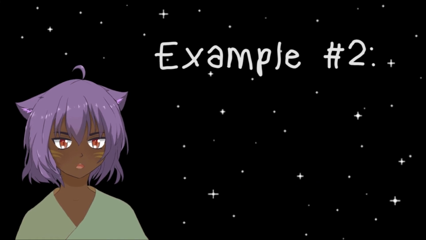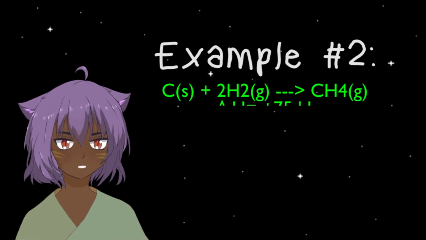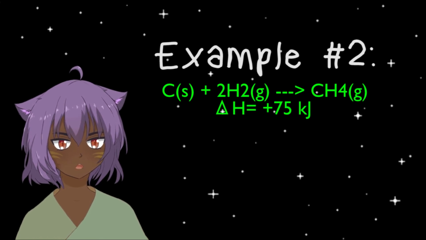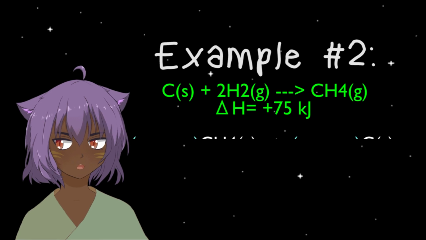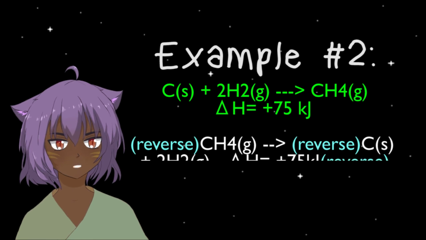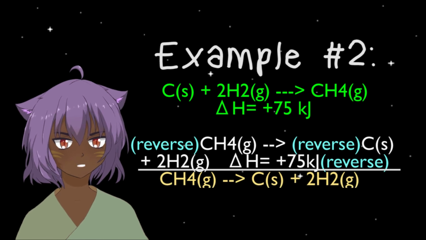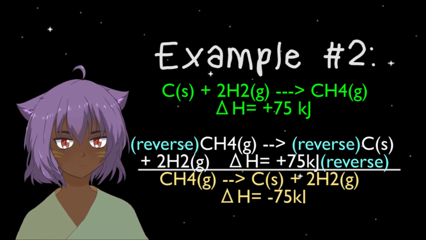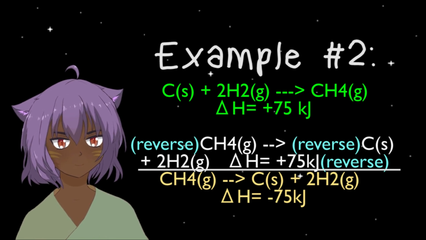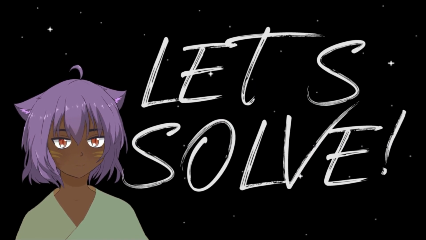So the negative 74.8 kilojoules is now positive 74.8 kilojoules. Here is a second example. C solid plus 2H2 gas yields CH4 gas with an enthalpy of positive 75 kilojoules. Again, put the product side on the reactant side and the reactant side on the product side, and reverse the sign of the enthalpy. It will now be CH4 gas yields C solid plus 2H2 gas with an enthalpy of negative 75 kilojoules. And now, let's proceed to solve.